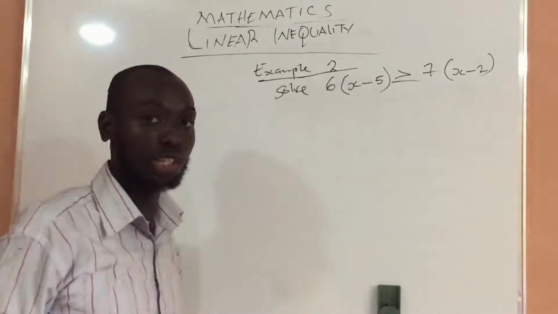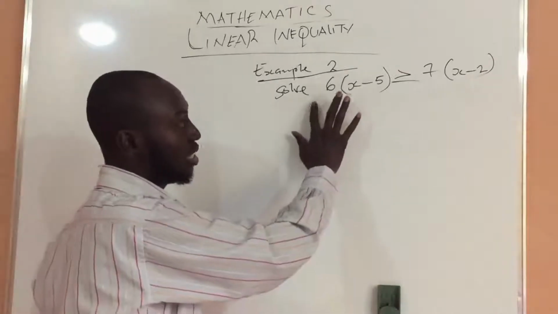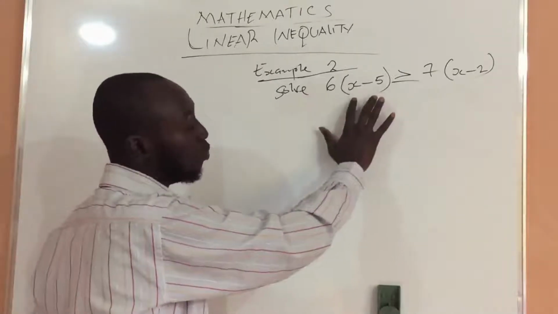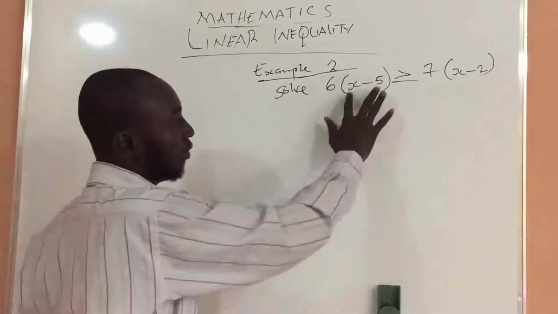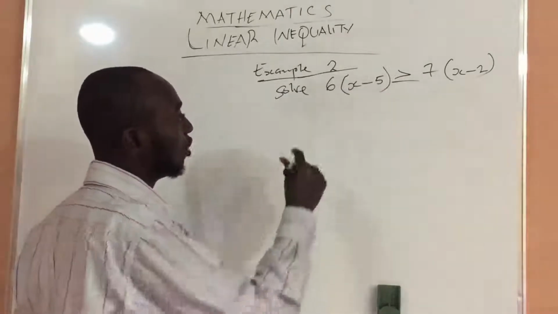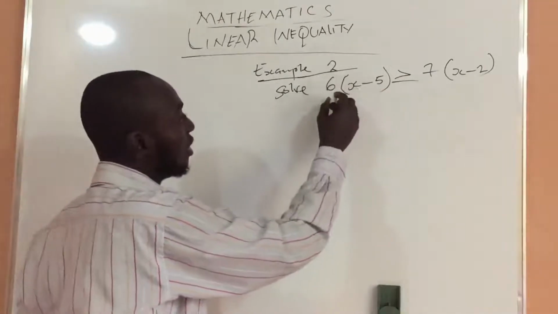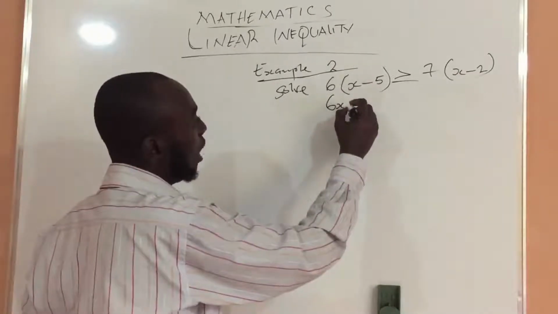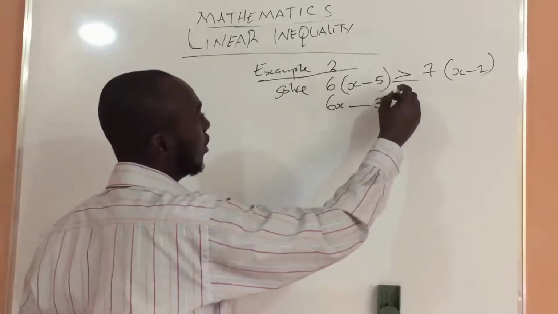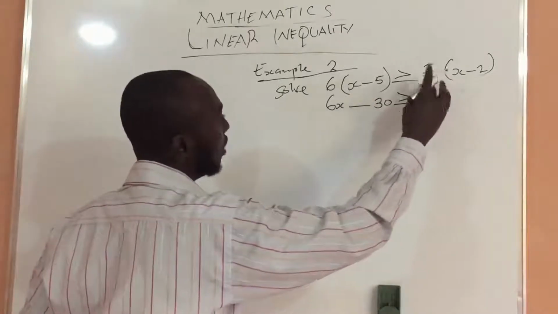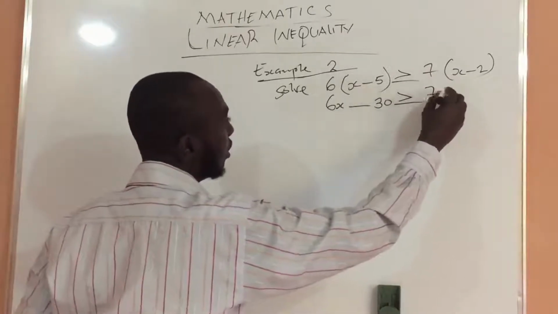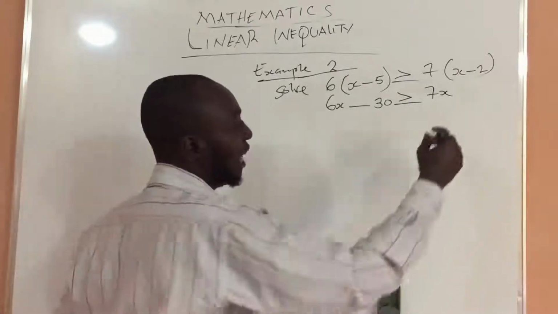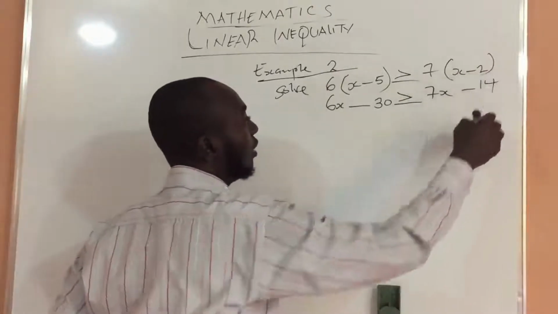I'm going to use this number 6 to multiply everything in the bracket. So 6 times s gives us 6s, and 6 times 5 gives us minus 30, is greater than or equals to 7 times s, which gives us 7s, and 7 times 2, which gives us minus 14.